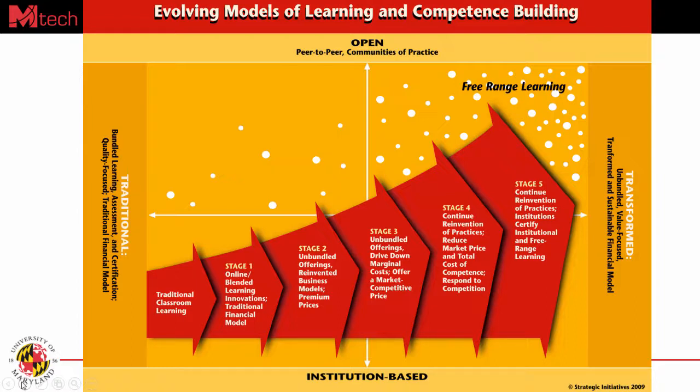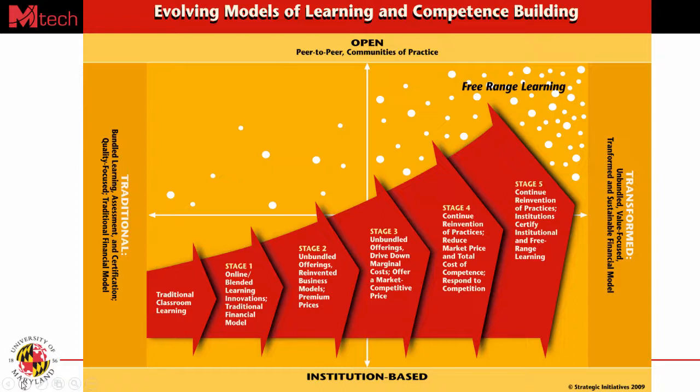But what we see within higher ed is that we are largely, in the US and in most other places, in what I would argue is somewhere between traditional and Stage 1. So still very early on.